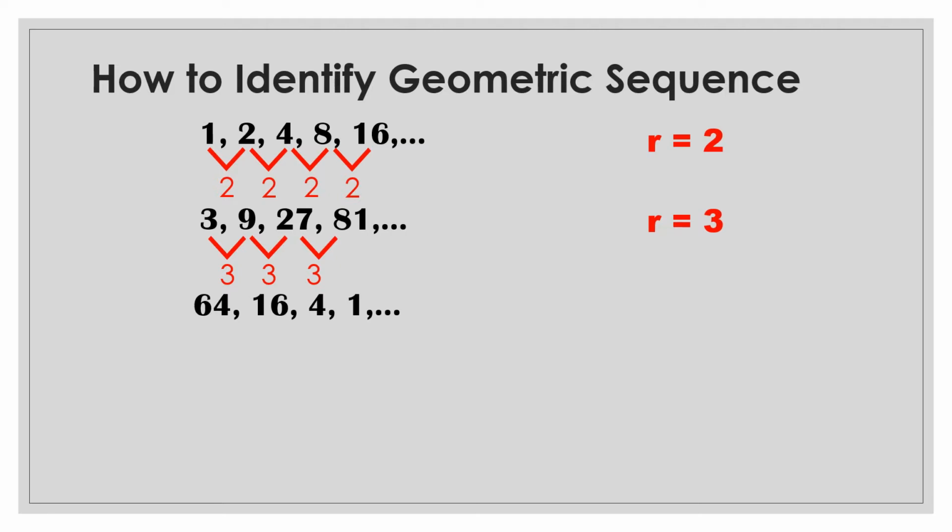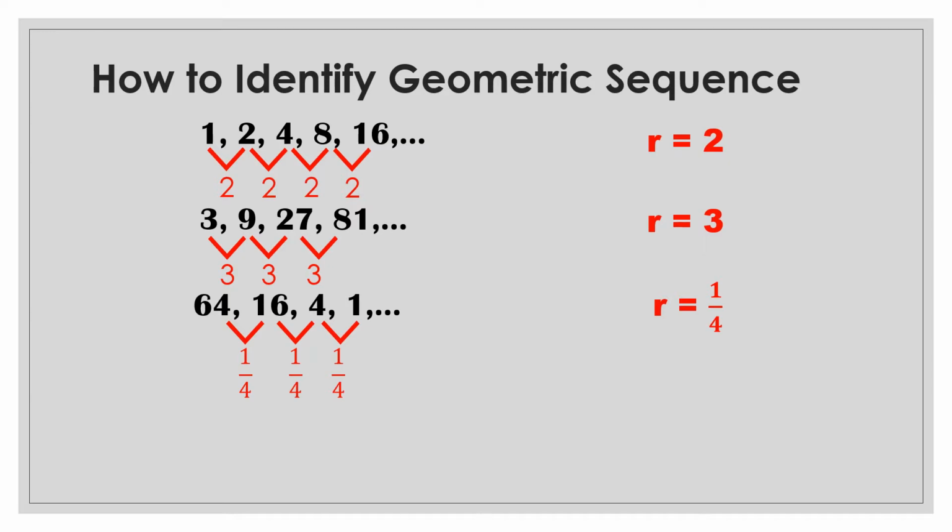Let's have another one: 64, 16, 4, 1. You have to check for the common ratio by dividing the consecutive terms. 16 divided by 64 is 1/4. 4 divided by 16 is 1/4. And 1 divided by 4 is also 1/4. Therefore, you have a common ratio which is 1/4. So the given sequence is a geometric sequence.